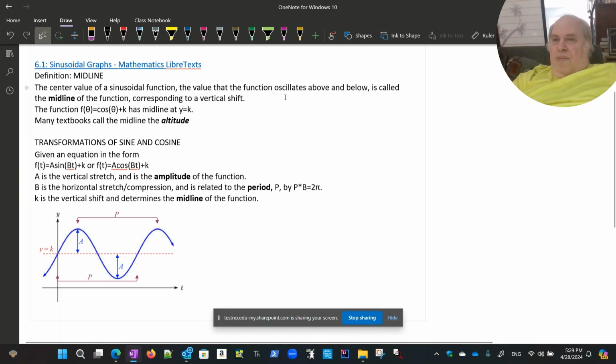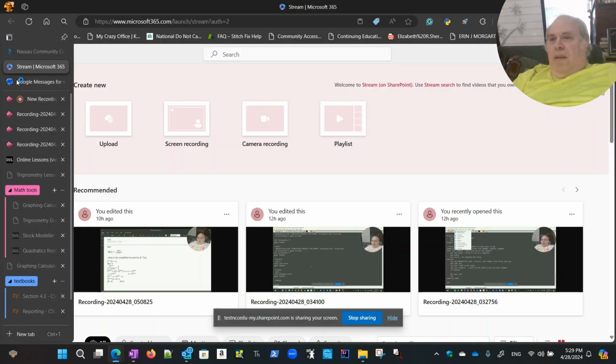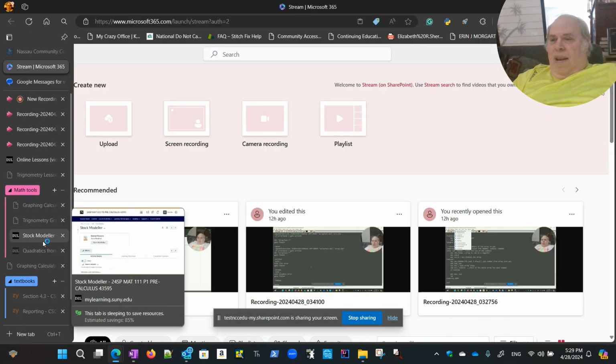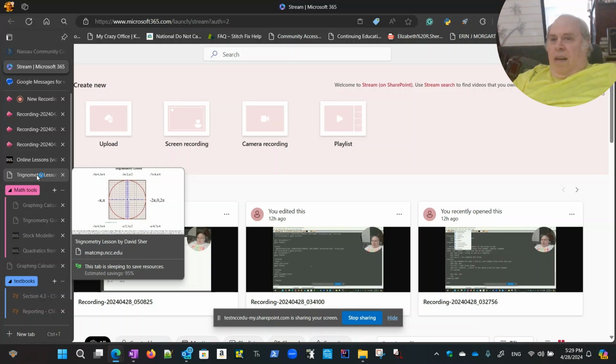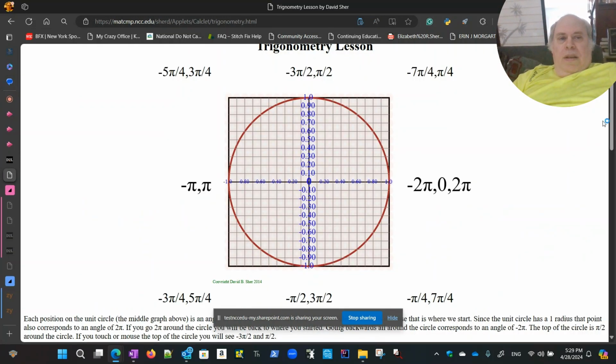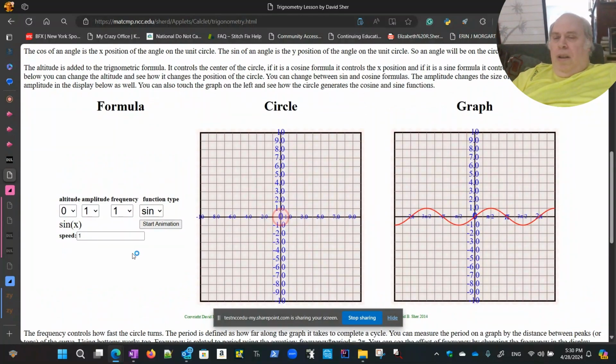Now, this is related to how the circle works. So remember that we're doing the very simple version of everything spinning around a circle. To do that, I'm going to switch back to the trigonometry lesson. That leads us to this page of the trigonometry lesson. So we have a circle. I'll make the circle bigger.